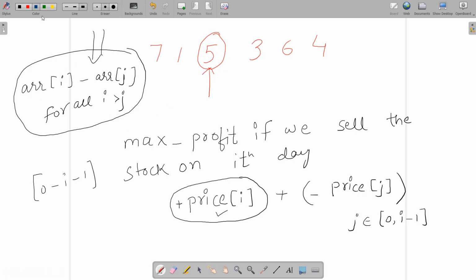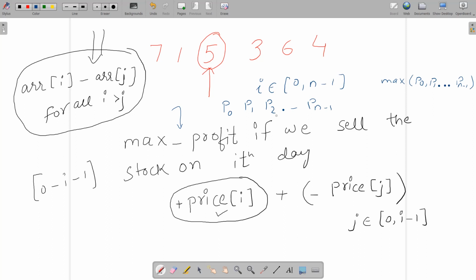We need to maximize our profit. So I am fixing i belonging to 0 to n minus 1. For every i, I am going to find the profit, and let's say the profits are P0, P1, P2, and it goes up to Pn minus 1. These are the profits I am going to get for every day if we sell the stock on that day. So our answer will be the max of P0, P1, up to Pn minus 1.